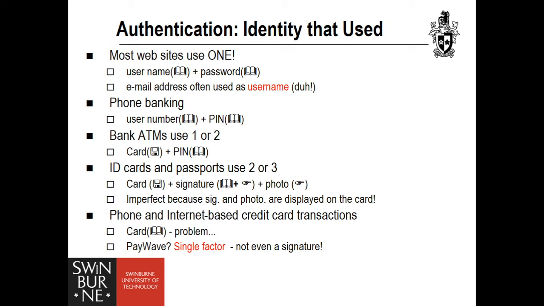For a website, usually they need a username and password or email address. For phone banking, a user number and PIN. For an ATM, usually a card and PIN number. For an ID card, they need a card, signature, and photo. For phone and internet-based credit card transactions, maybe PayWave or a card.